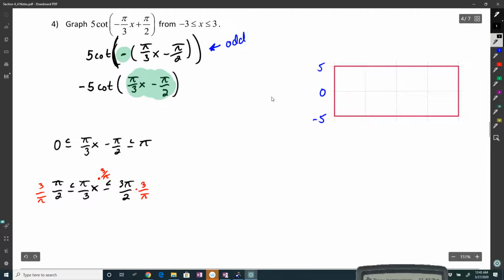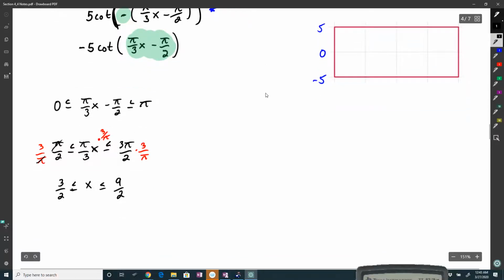So if I do that, the pi's cancel. I get 3 halves x, and then the pi's cancel. 3 times 3 is 9, 9 halves. So my period is going to be 9 halves minus 3 halves. 9, 8, 7, that's 6 halves. That's 3. So the length of each quarter is just a fourth times 3, or 3/4.